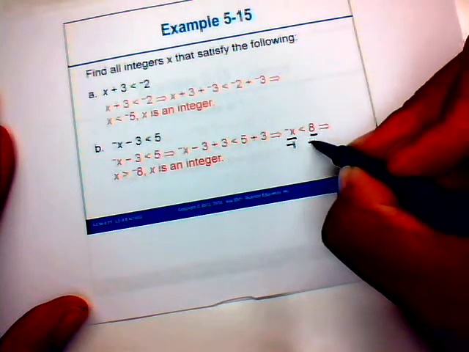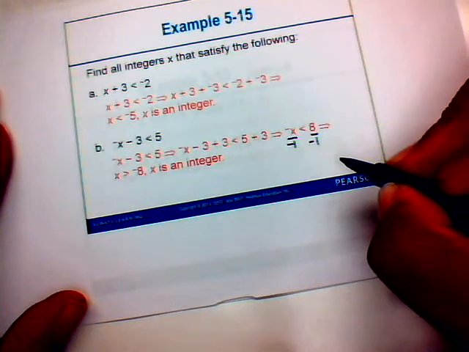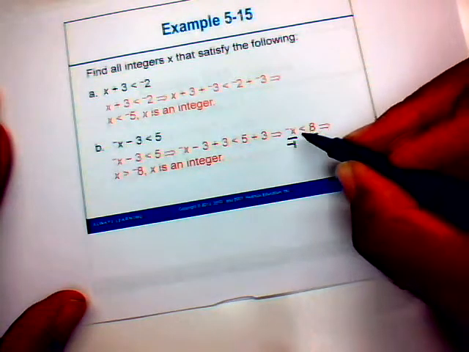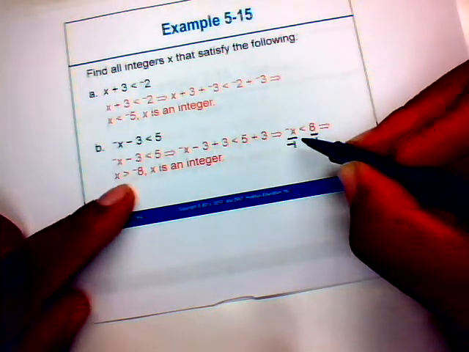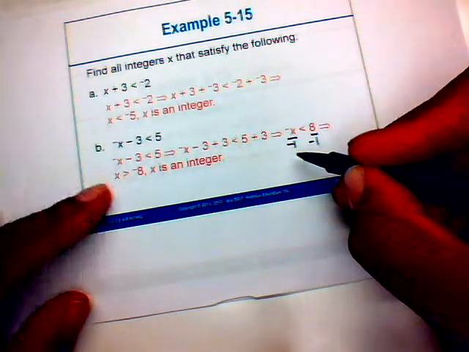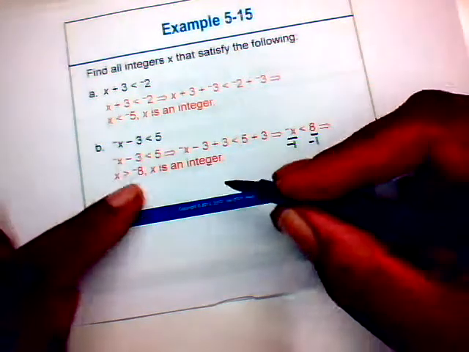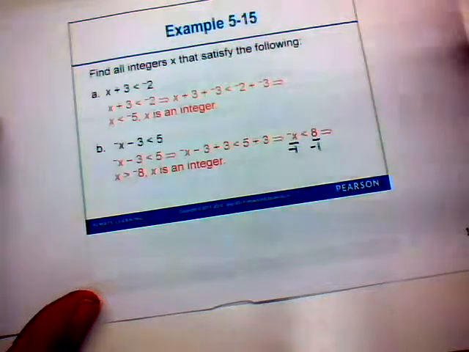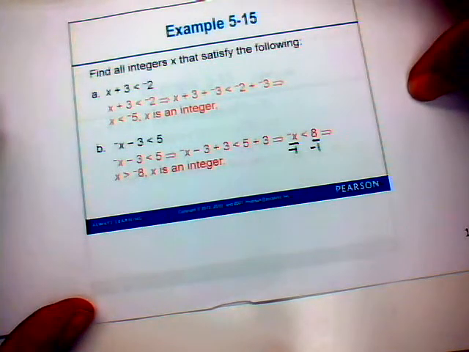Or you can think of this as dividing both sides by negative 1, which means this inequality symbol will change to greater than. So this will become positive x, and then 8 divided by negative 1 will be negative 8. So you have x is greater than negative 8.